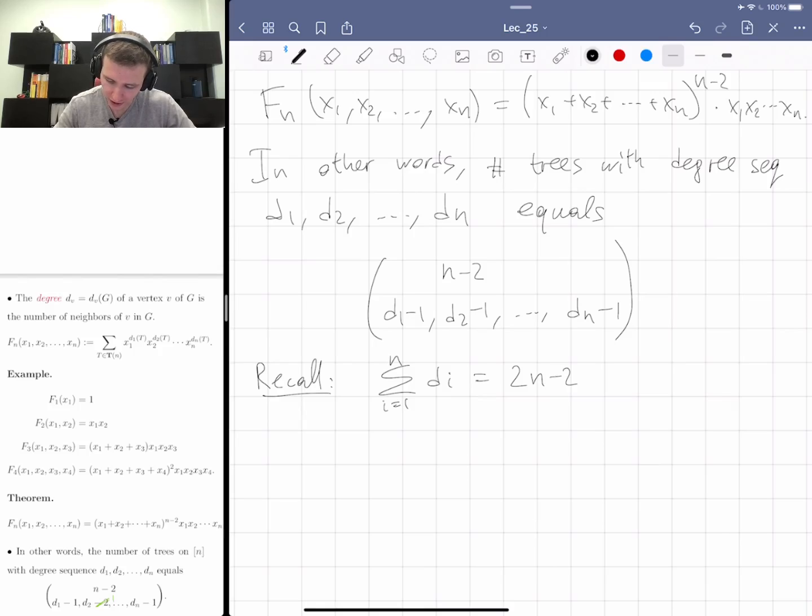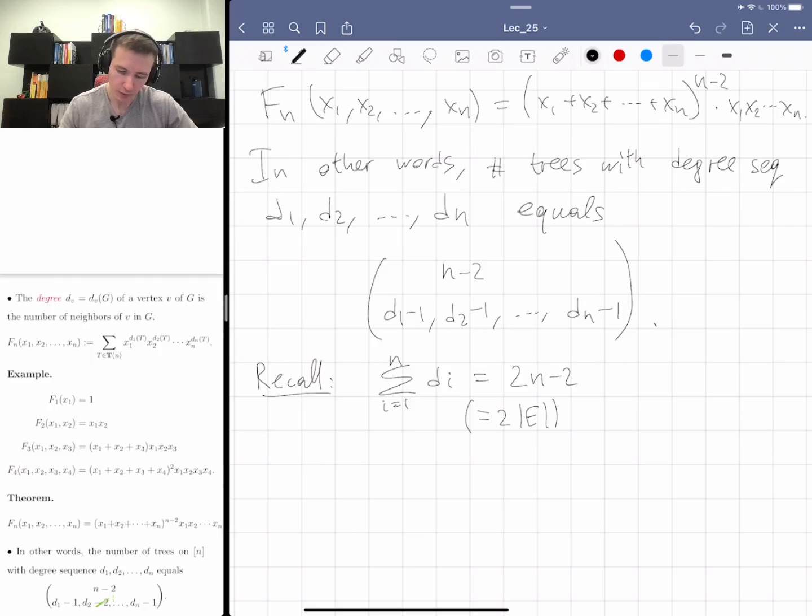Because that is equal, by the lemma, to twice the number of edges of any tree, and every tree has exactly n minus 1 edges by Euler's formula. So yeah, you have 2n minus 2. In particular, if you subtract 1 from each of them, you get exactly n minus 2 as the sum. So it checks out.